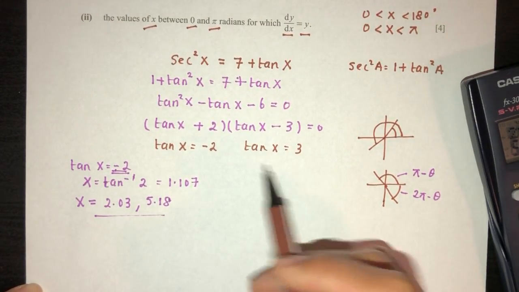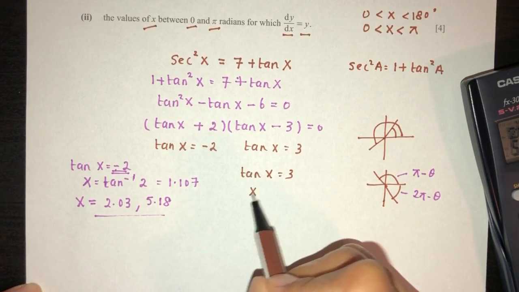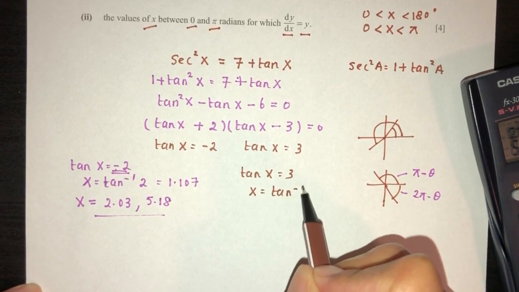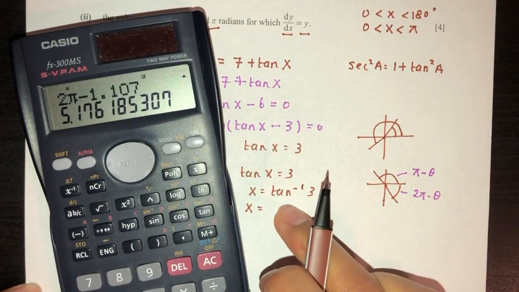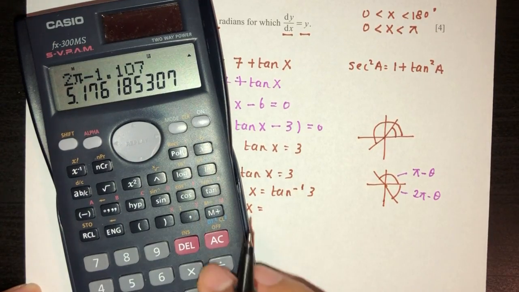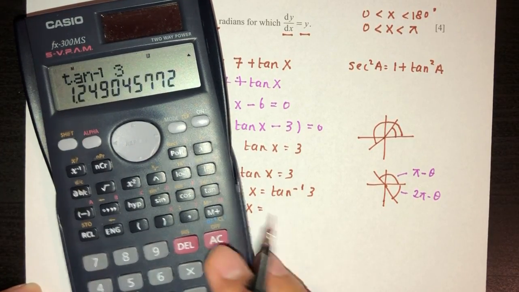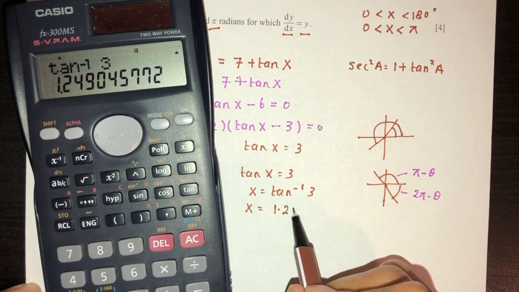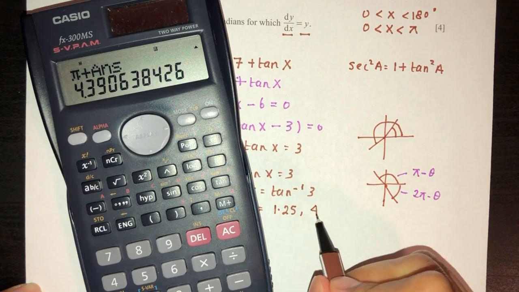Now for this one, when it is positive, tan of x equal to 3, x is equal to tan inverse of 3, x gives you which value. So when it is positive, it will be in your first quadrant and in your third quadrant. So that will be tan inverse of 3. That should be 1.25, or it can be pi plus answer, 4.39.